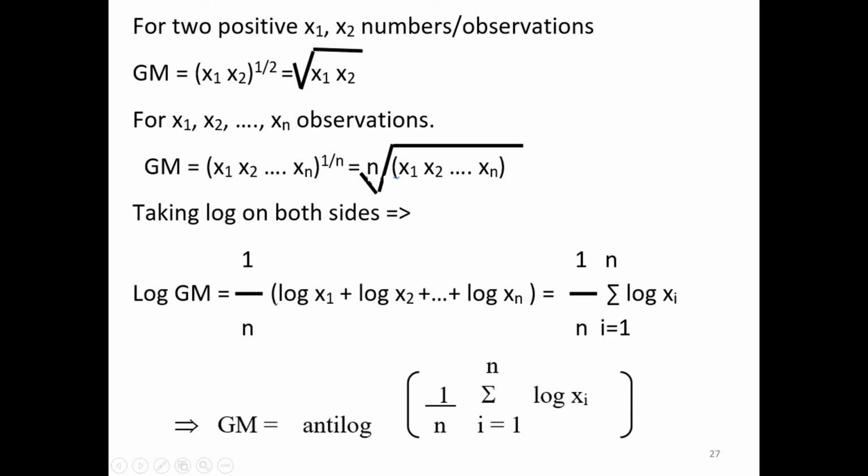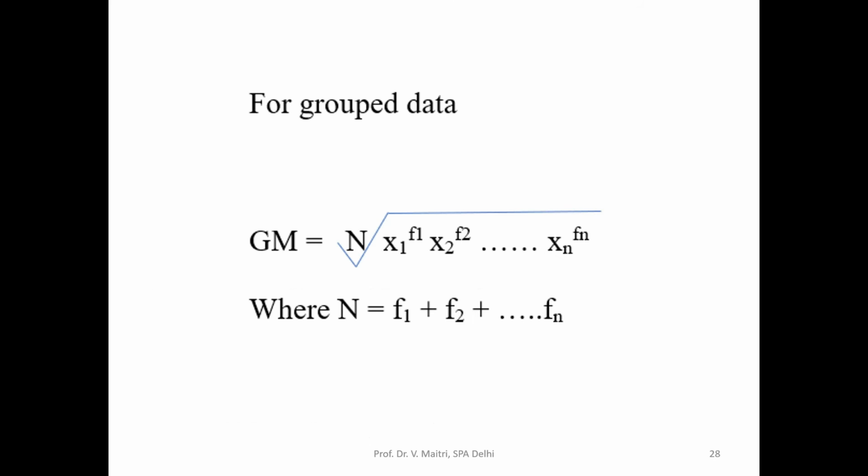So here log is required because the power values are there. For group data we have capital N, and for n groups we have small n. What is capital N? It is the sum of all the frequencies f1 plus f2 plus fn, and the values x1 raised to power f1, x2 raised to power f2, xn raised to power fn. Just see how big the value will be.